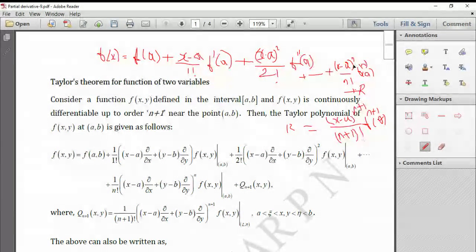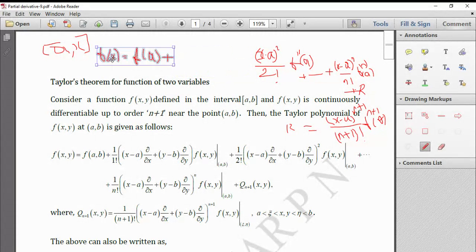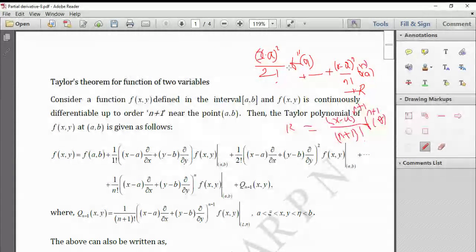Or simply, since I have considered x, I have to assume the interval as a to x. So your theta will be a number in between a and x. If it is a and b, then f of b I would have chosen. So this is a and x. So this is the Taylor's theorem for function of one variable. The extension of this for two variables is along the same lines.